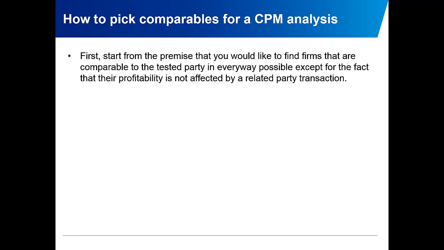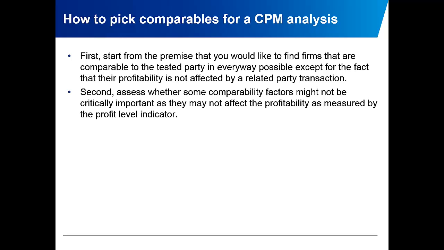So, to start off with, we'd love to start from the premise that you'd be able to find firms that are comparable to the tested party in every possible way except for the fact that their profitability is not affected by a related party transaction. So you'd want them to be completely comparable in all circumstances except that their transactions are all uncontrolled, meaning that they're not transacting with related parties, and so their profitability reflects the profitability that would be earned under normal economic conditions.